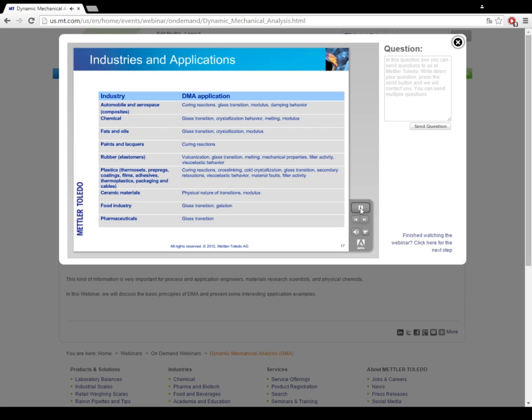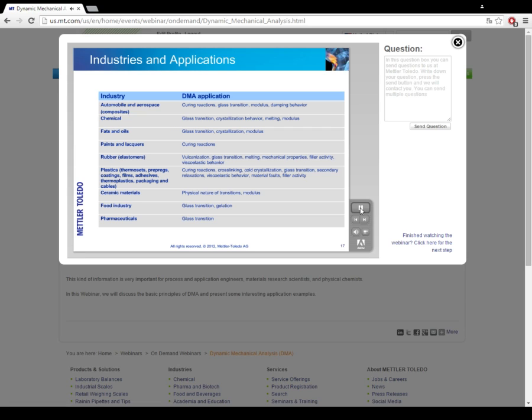The summary in this slide shows that DMA studies are mainly used for the measurement of glass transitions, for investigating the curing reactions of thermosets and elastomers with regard to process optimization, or for studying damping behavior. Furthermore, modulus values can be determined.